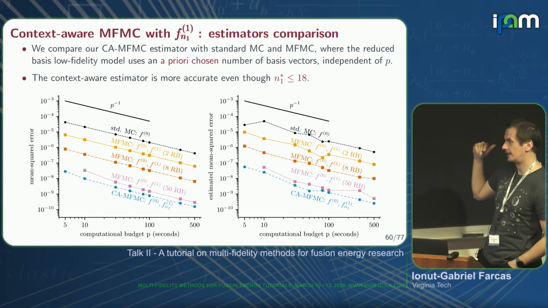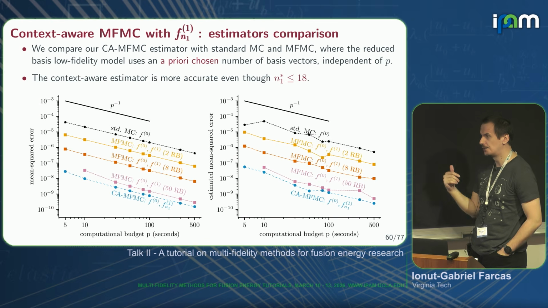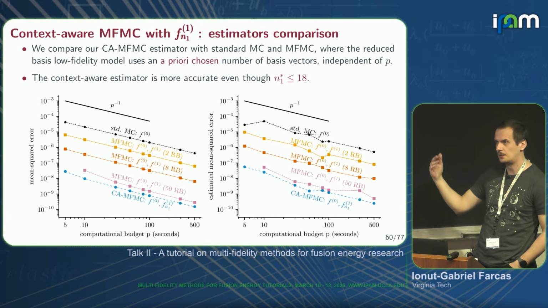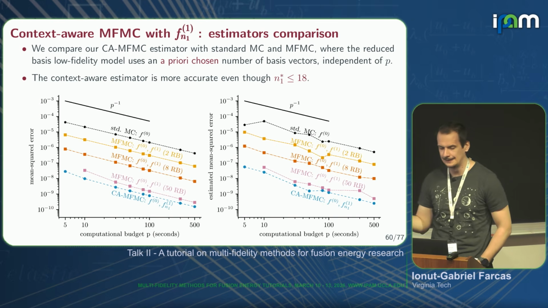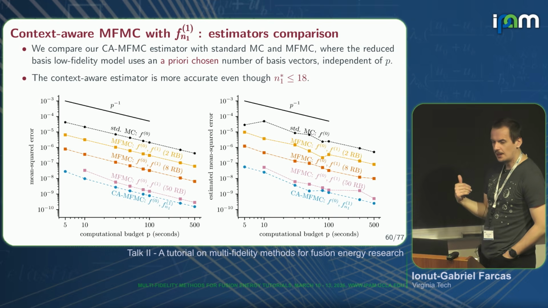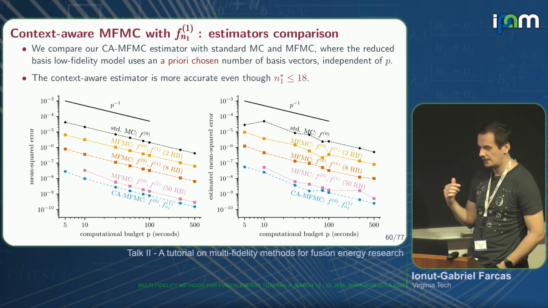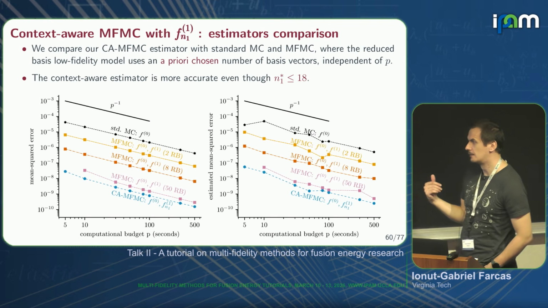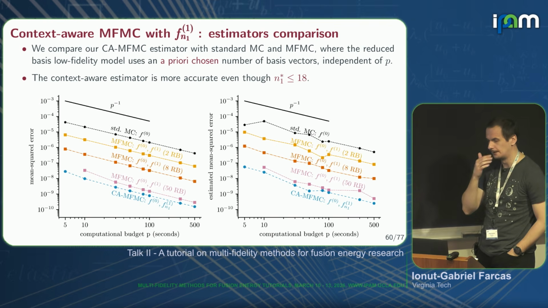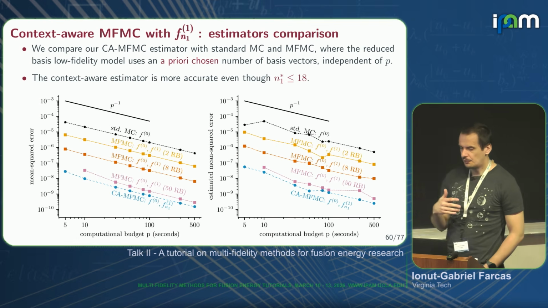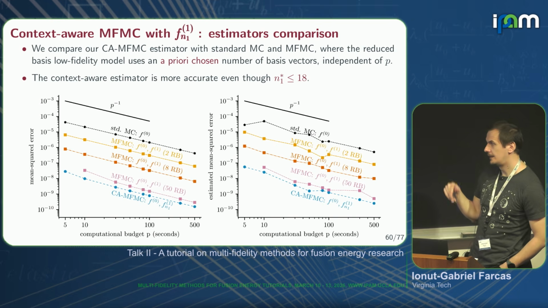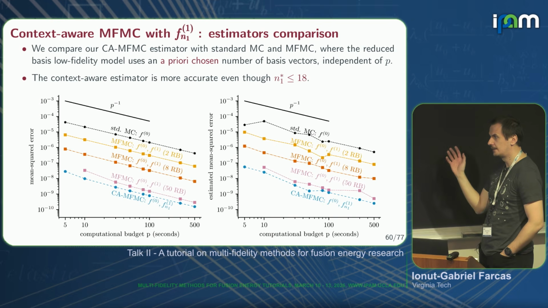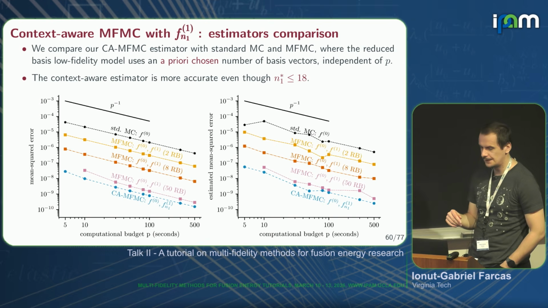fixed number of bases in the low-fidelity model, so something that I would do with the standard method where I assume that someone gives me that model. And then the result with our context-aware version where we use this quasi-optimal number of bases to construct the model. On the left, as before, I show you the theoretical plot, so the theoretical estimates of the mean squared error. On the right, results obtained from computations.